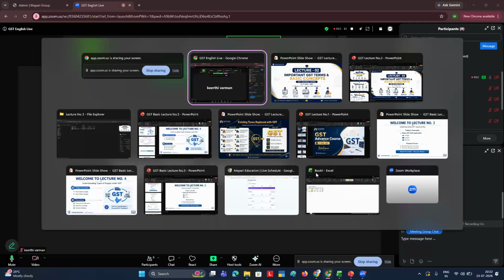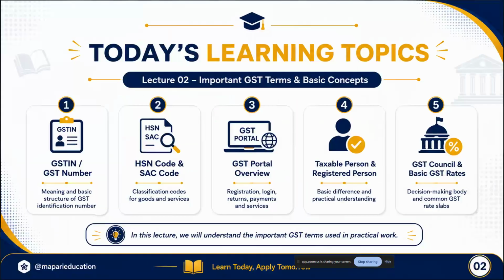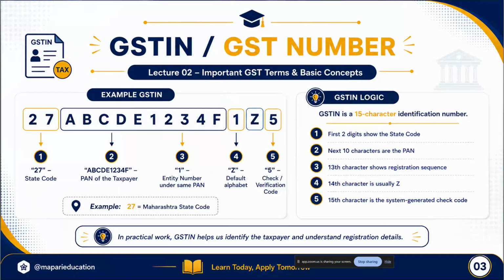Okay. Now the lecture number 2 we have already discussed in the last session, but still we are going to discuss it again. We have seen the GST number. Every registered person will receive the GST number. Every registered person in the GST will receive a GST number, which has a 15-digit code. What is this? It is an identity of that individual or that firm. It is a 15-digit code.